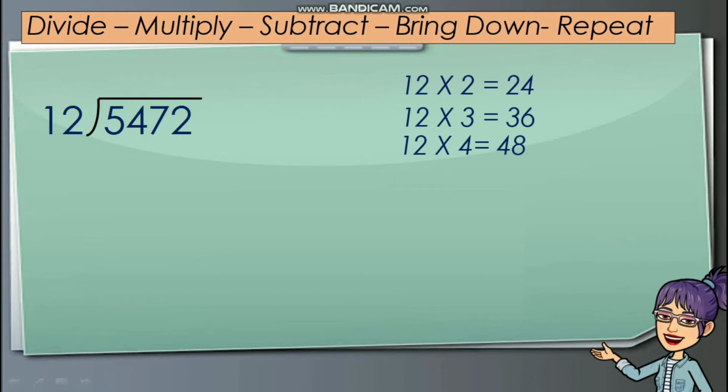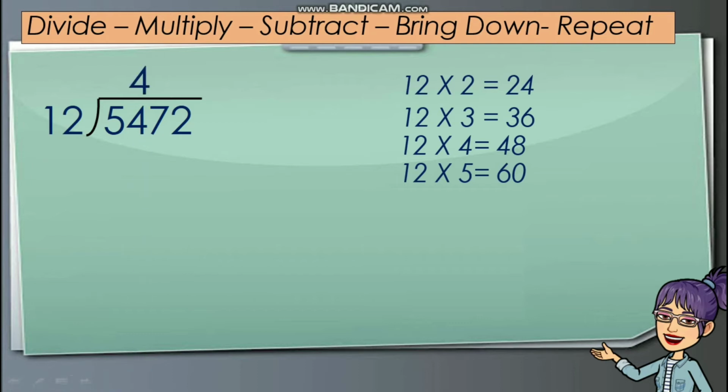Okay, it's closer to 54. Let's try the next number to see if it is equal or closer. 12 times 5 is 60, and that is more than 54, so we cannot use that. We can use 48. So 54 divided by 12 is 4, since 12 times 4 is 48, and that is closest to 54.